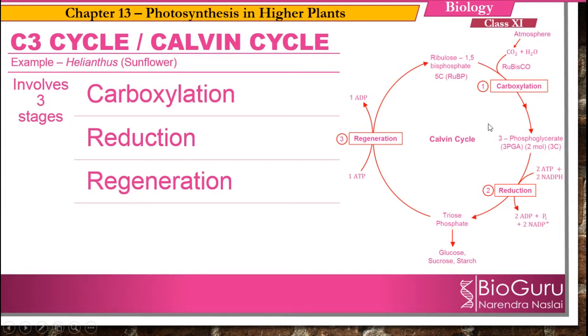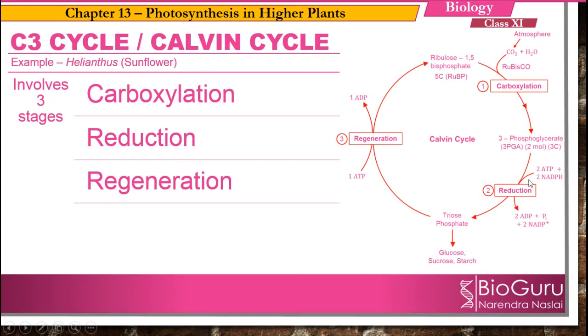Hence this cycle is known as C3 cycle. Why is it called C3 cycle? It is because after carboxylation, the first stable compound which is formed here is a 3-carbon compound, that is 3-phosphoglycerate. Hence the cycle name C3 cycle. Clear? Okay. After forming the first stable compound, how many molecules are produced over here? 2 molecules, right?